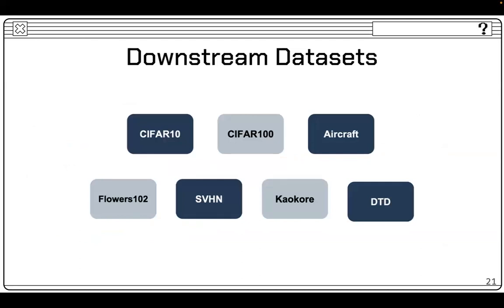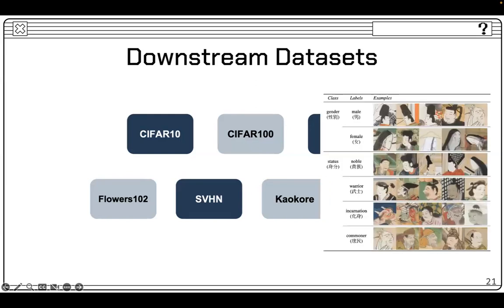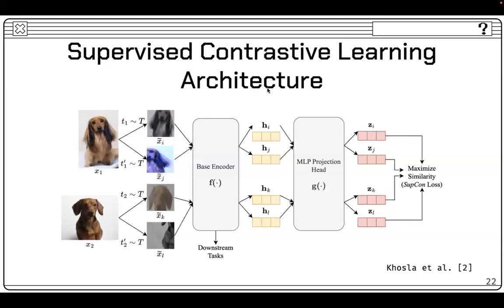Here are the 7 downstream datasets that I've used: CIFAR-10, CIFAR-100, Aircraft, Flowers102, SVHN, which stands for Street View House Numbers, Kaokore, and DTD, which is Describable Textures Dataset. All of these are pretty commonly used datasets in the computer vision research community, except for maybe Kaokore, which consists of Japanese illustrations of paintings of faces.